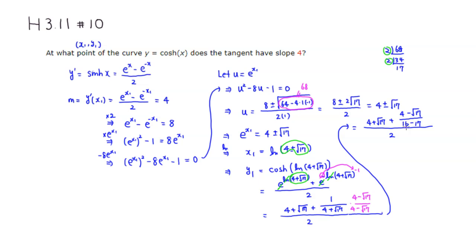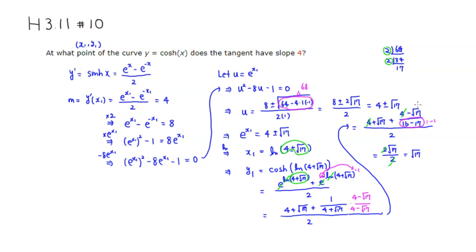You see that 16 minus 17 is going to be negative 1. So what we have here is a 4 minus 4, so you can cancel the 4s. And here, square root of 17 minus negative square root of 17, so it's square root of 17 plus square root of 17. So you have 2 square root of 17 over 2. So we can cancel 2 on top and 2 on the bottom. So y1 is actually square root of 17.